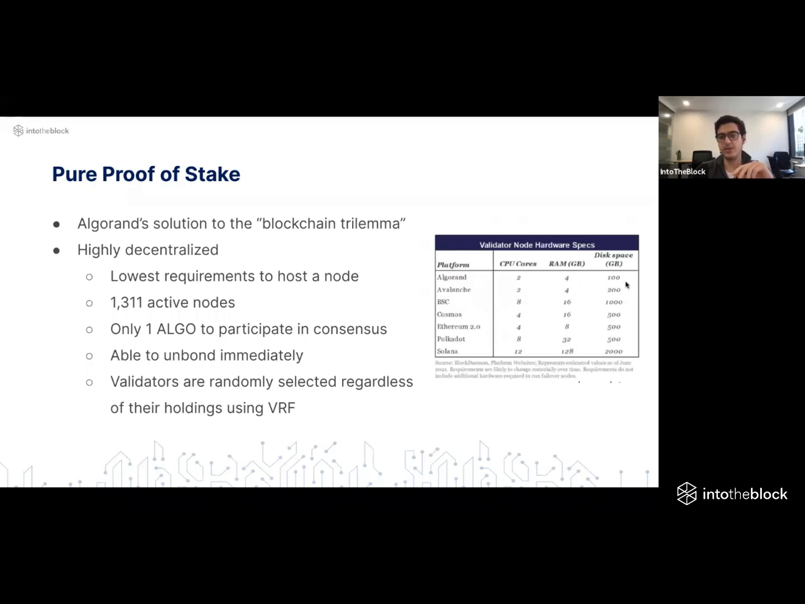So only 2 CPUs, 4 GB of RAM, and 100 gigabytes. So it can be hosted on something as simple as a Raspberry Pi, which of course isn't the case for all the blockchains considered here. Right now, with that approach, it has about 1,300 active nodes with these low requirements. And aside from the nodes, you also have several validators, which are people staking their own algo tokens in order to validate transactions with their stake. And the requirements for that are also really low. So you only need one algo.